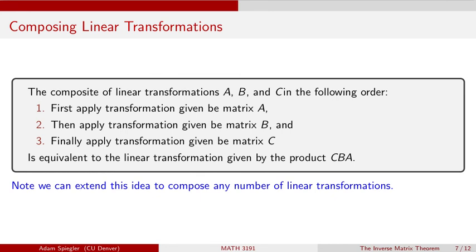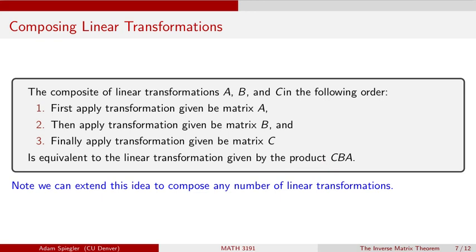Okay, so in summary, if I'm taking the composite of, for example, 3 linear transformations in the following order, we're first going to apply the transformation given by matrix A, then apply a transformation which is multiplication by B, then the transformation given by multiplication by matrix C. That's equivalent to just applying the matrix transformation given by the product of C times B times A, where the very first transformation is furthest on the right, and the very last transformation that we apply is all the way on the left.